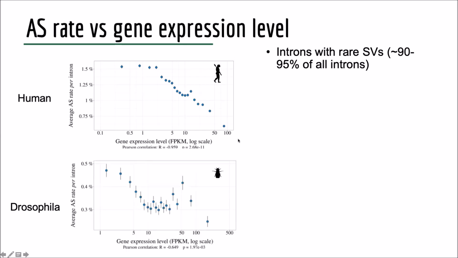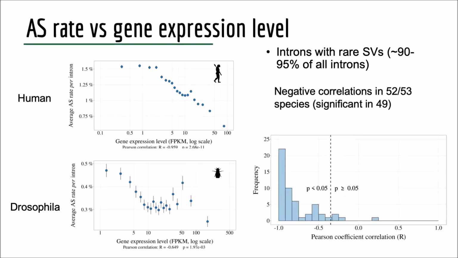In Drosophila, the pattern is less clear, but still there is this significant negative correlation between gene expression level and the rate of alternative splicing. And so we computed this correlation for all species. And in fact, out of 53 species, 52, all but one, showed a negative correlation. And this correlation was significant in 49 of the 53 species. So this negative correlation between the rate of alternative splicing and gene expression is observed in the vast majority of species.